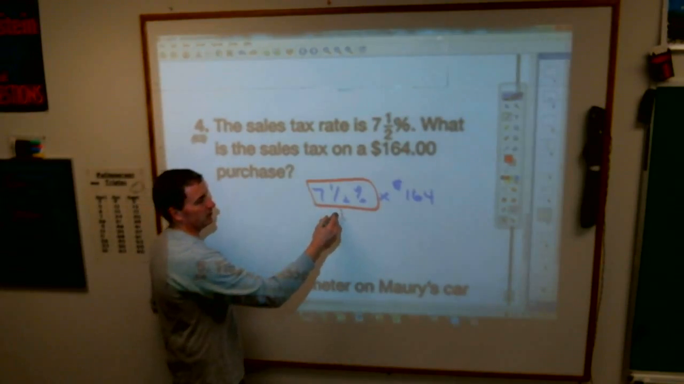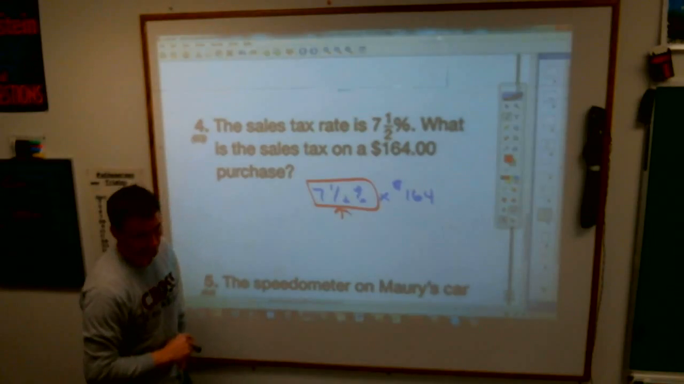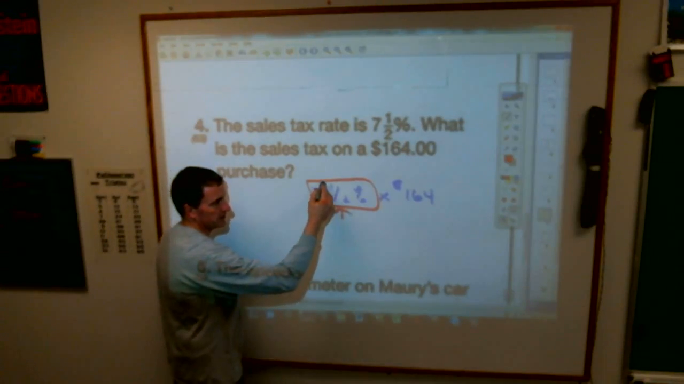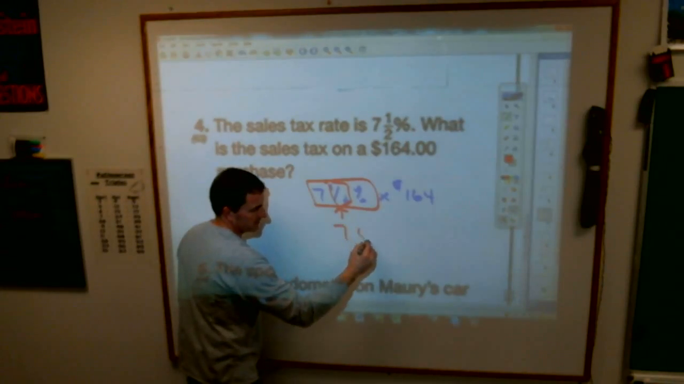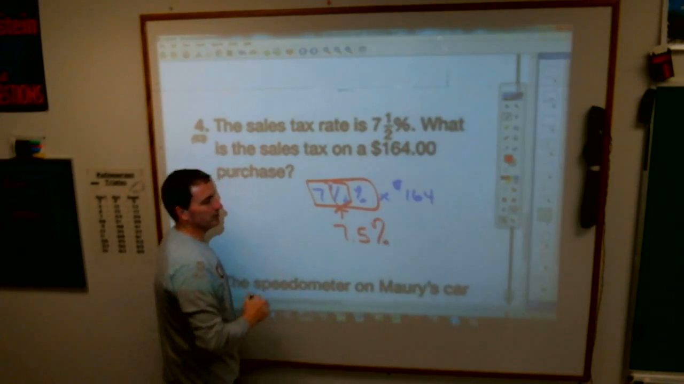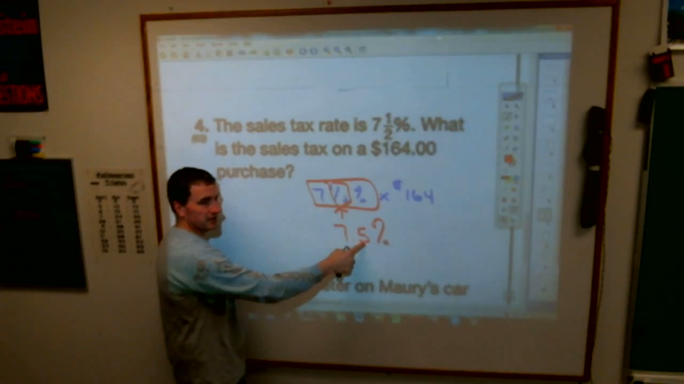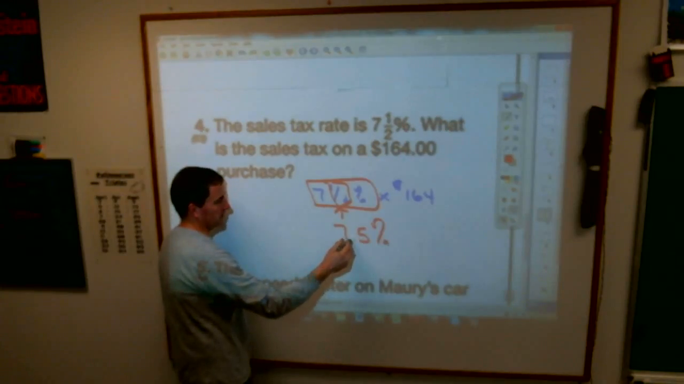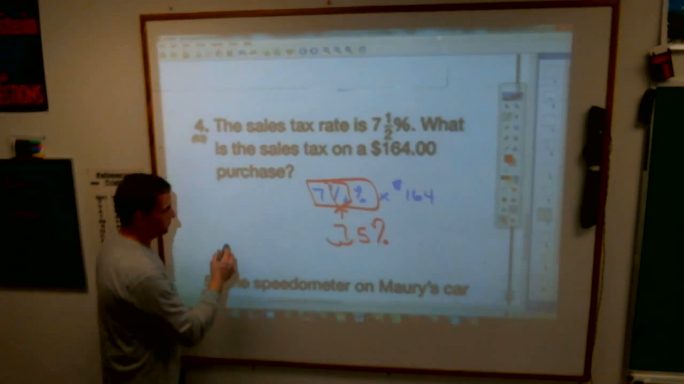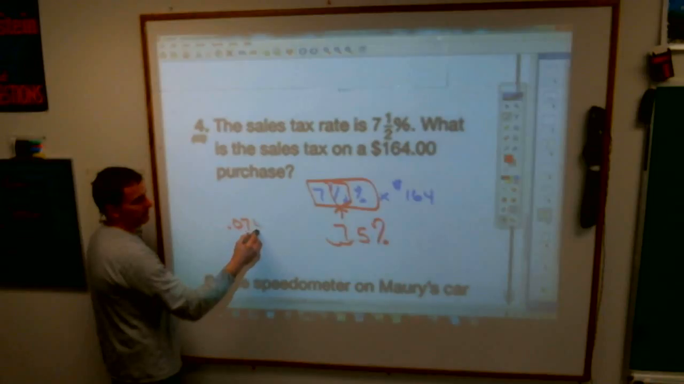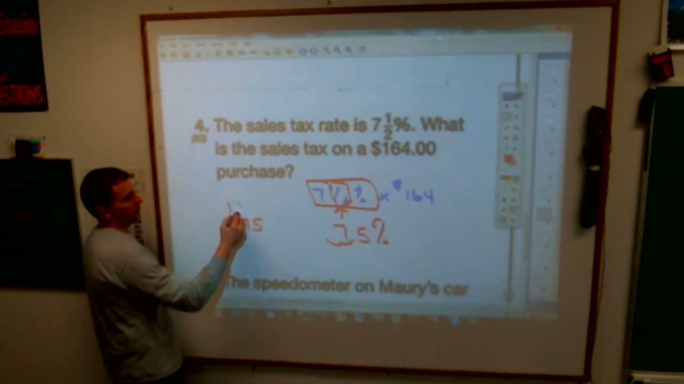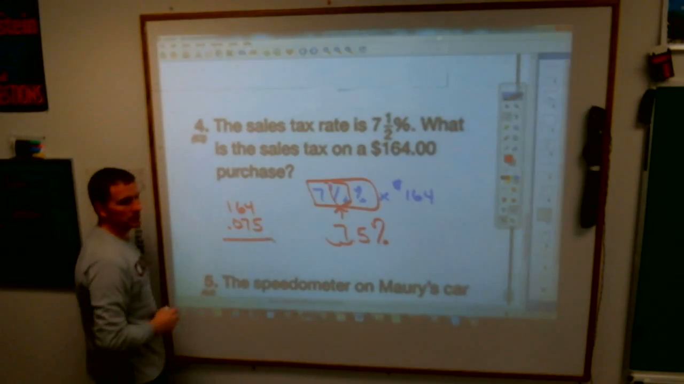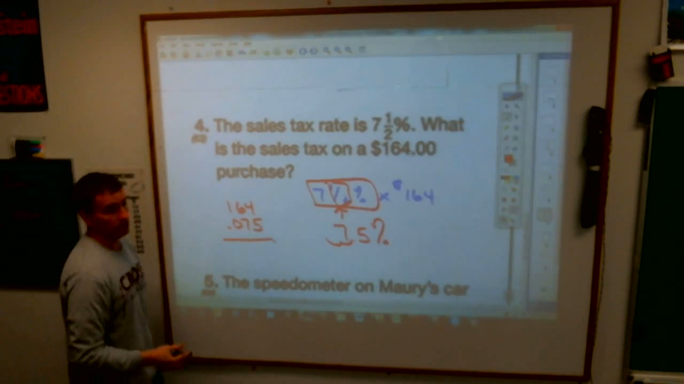How do I make this a usable decimal? Well, what is a half as a decimal? So this, I'll make it like this. This is 7.5%. How do I make 7.5% into just a decimal? Go backwards 2 places. It is 0.075. That's 7.5% right there. And you're going to multiply that by $164 and hope that you get something between $7 and $14.